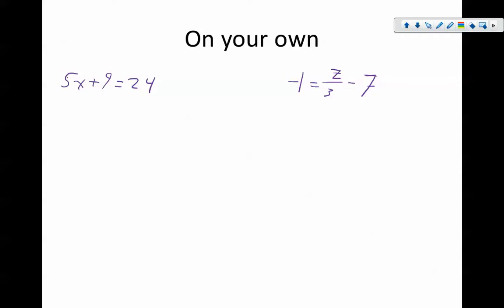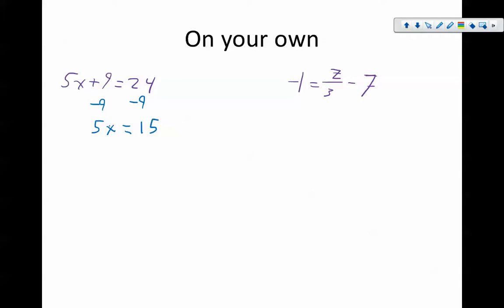Okay. So here we have 5 times x plus 9 equals 24. We are going to undo this, do it in the opposite order. So the first thing I'm going to do is subtract 9. When I do that, 9 minus 9 becomes 0, so it cancels away, leaving 5x on the left. On the right-hand side, I have 24 minus 9, which is 15.